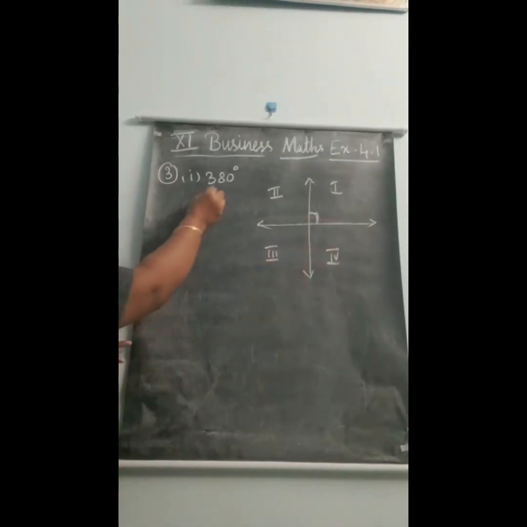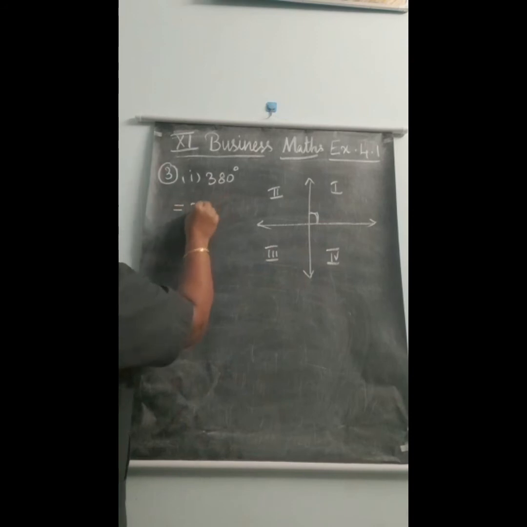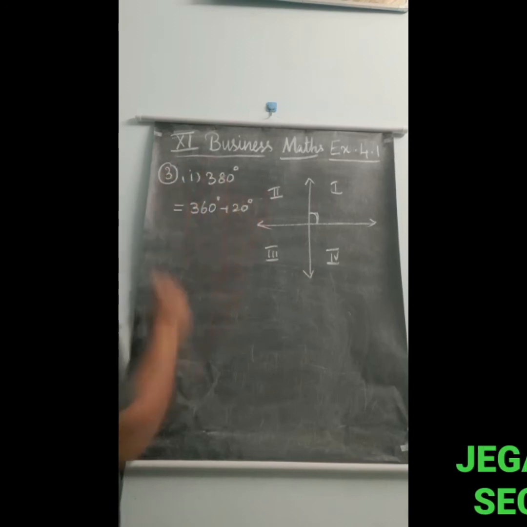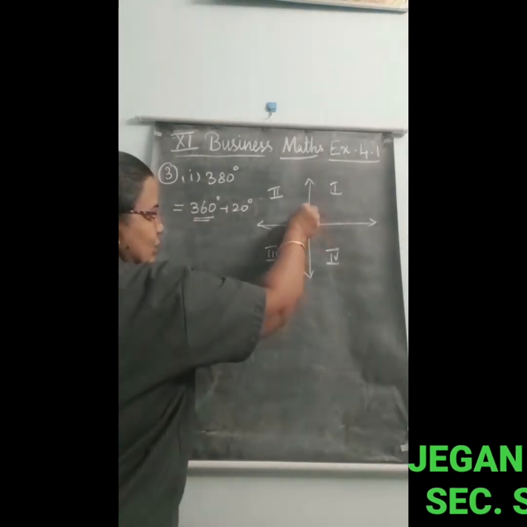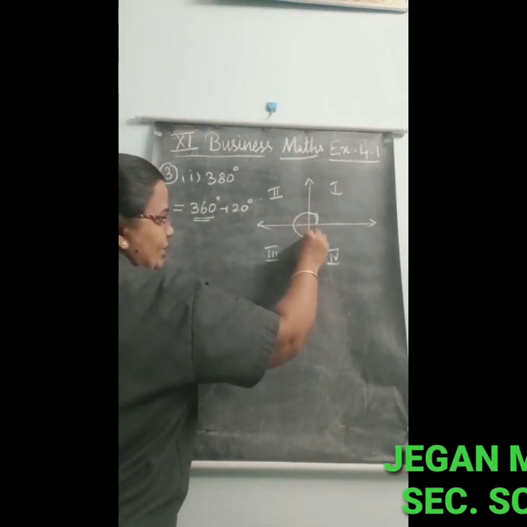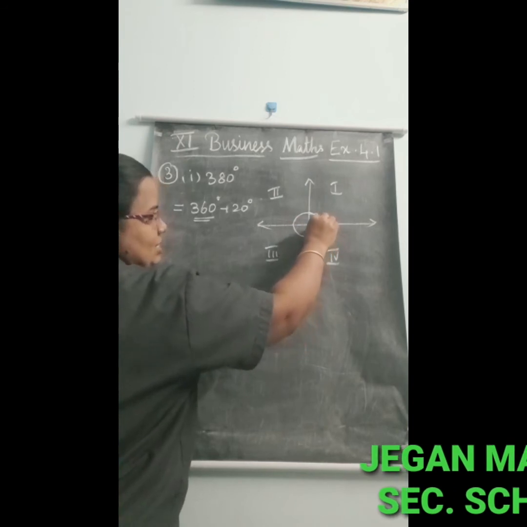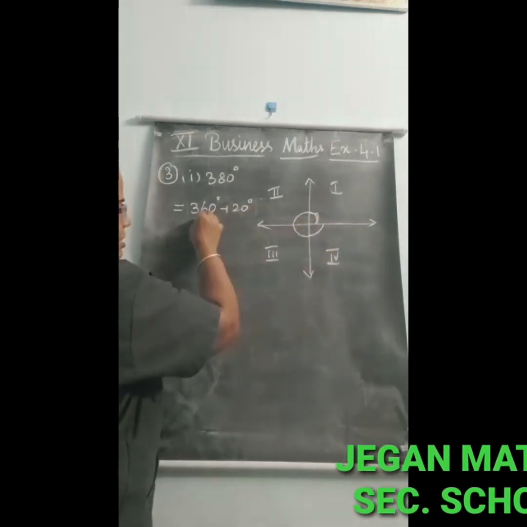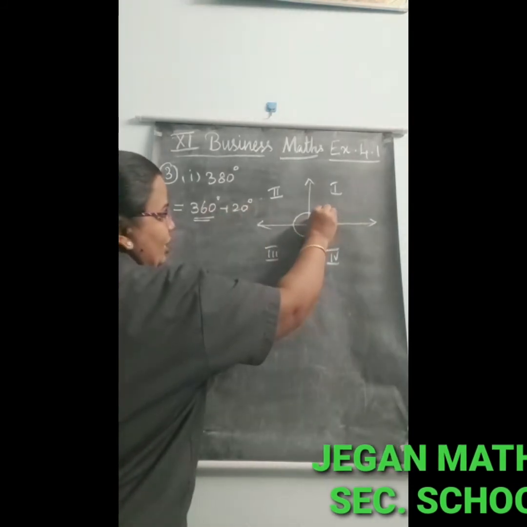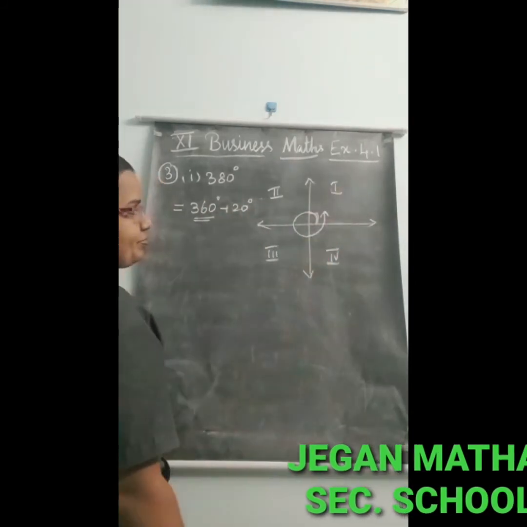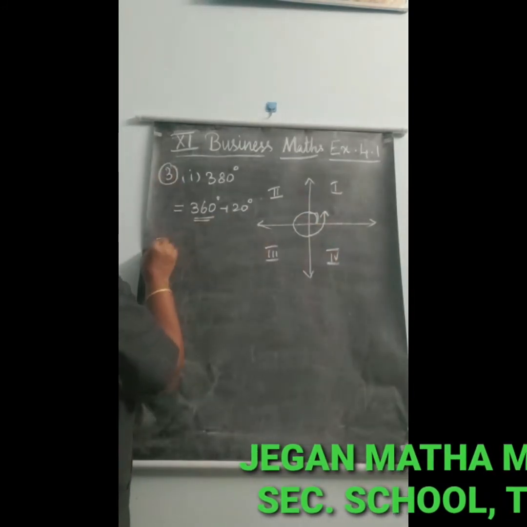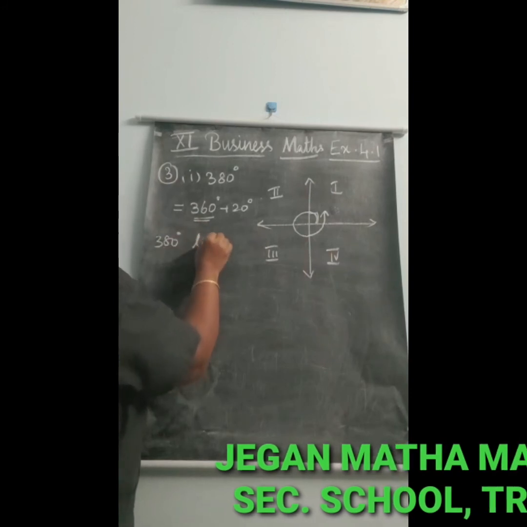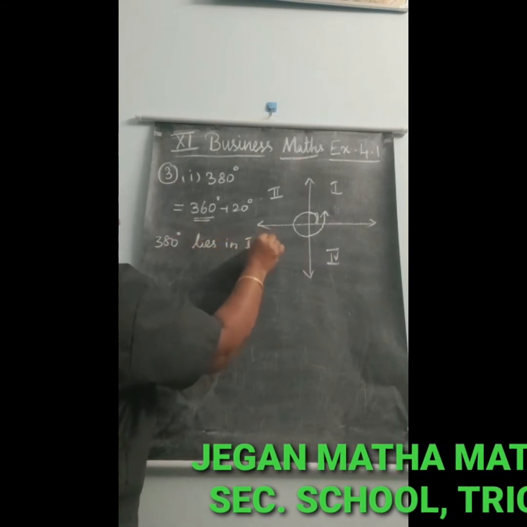Now let us see, this is 380 degree. This is converted into 360 degree plus 20 degree. So 90, 180, 270, and one completion is 360. After completing 360, again you go up to 20. So it is in the first quadrant only. So 380 degree lies in the first quadrant.